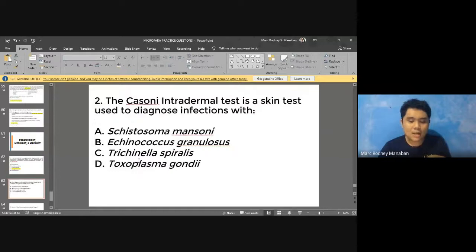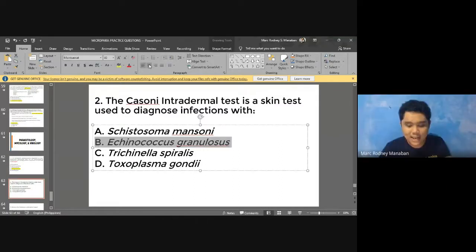Alright. Number two, Casoni intradermal test, the skin test. Para kanino ito? Echinococcus granulosus, Casoni intradermal test. Your Schistosoma is the Fairley's test. Trichinella spiralis is Bachman intradermal test. And Toxoplasma gondii is toxoplasmin. Basta, Casoni, Echinococcus granulosus. How do you remember? Letter C, Casoni and Echinococcus. Alright? Okay. Casoni, Echinococcus granulosus.